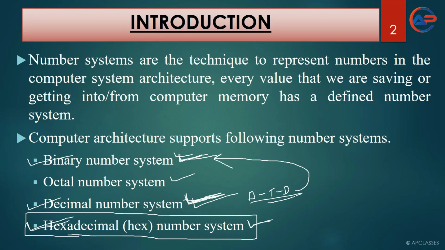Why do we use the hexadecimal number system, or why do we use hexadecimal code? Even if you write a hexadecimal number, remember, that hexadecimal number will get converted to the binary number system, because we know that a computer can understand the binary number system. Whether you write something in decimal or in hexadecimal, it will get converted to binary, right?